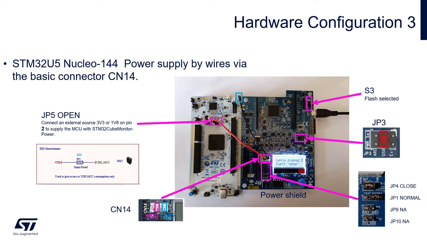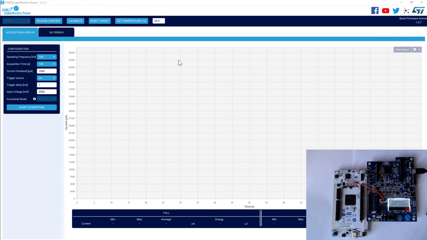Now, I propose to finish this demonstration with the last configuration, where the power supply of the Nucleo board is with wires connected directly on VDD MCU. So after configuring the PowerShield and connecting to the Nucleo board, you can start a new acquisition.